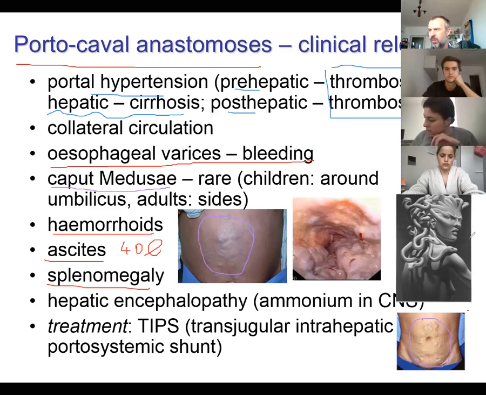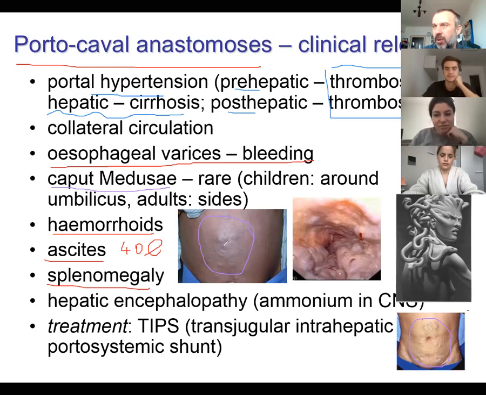Why caput medusae? You can see this head of the mythic Gorgon. Her name was Medusa, and you can see the snakes here instead of the hair. And if somebody sees her face, he gets petrified. The Greek hero Perseus saw her face in his shield, so not directly, and then was able to cut off her head, and that's it. So that's why we call this caput medusae.